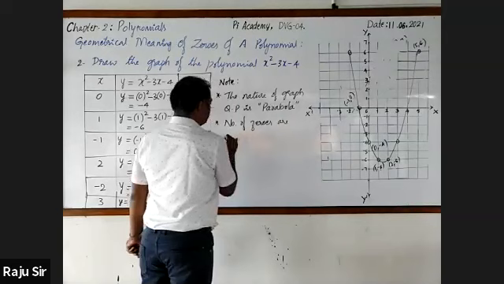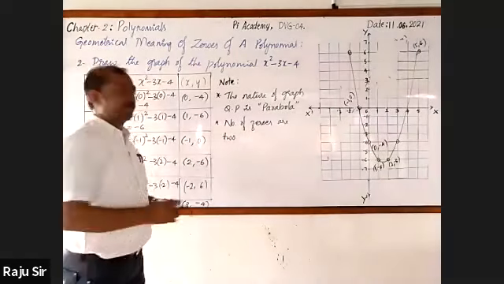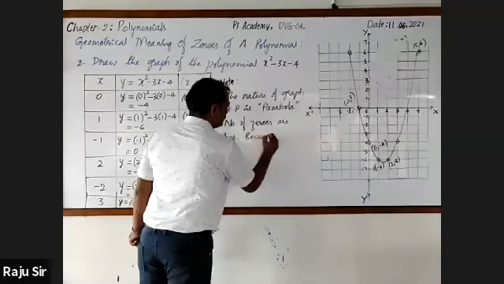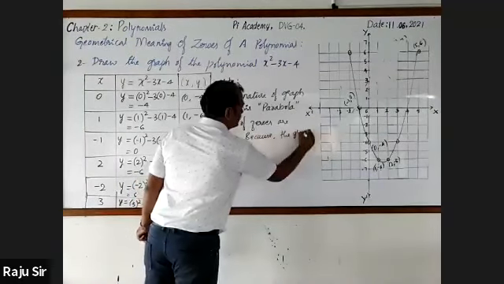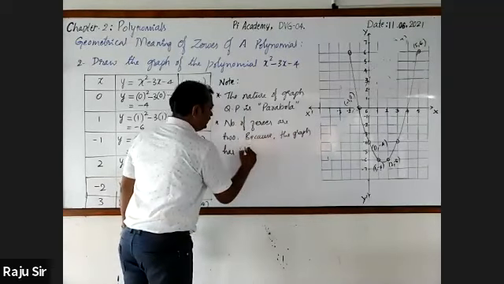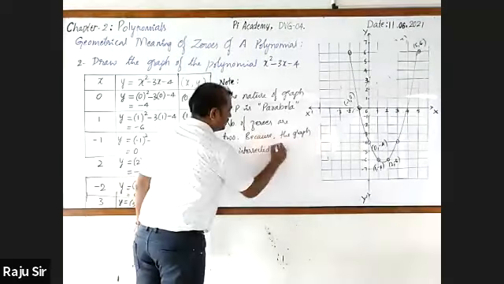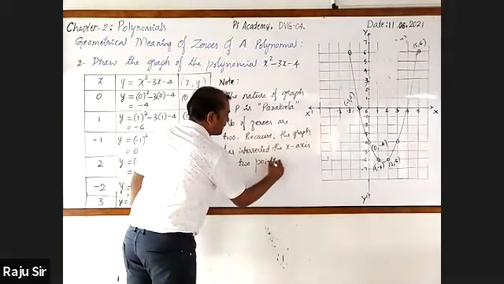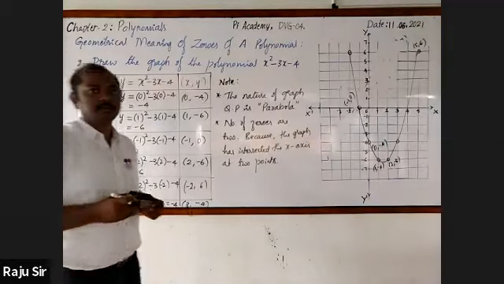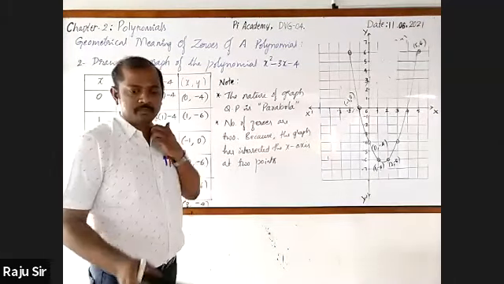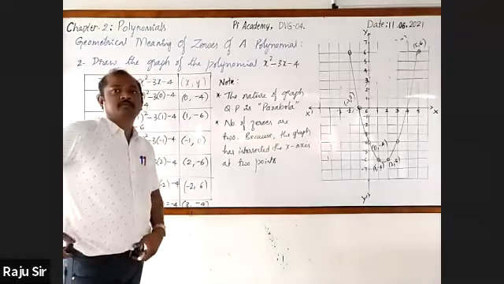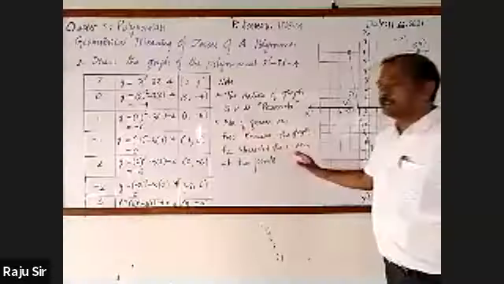Number of zeros are 2, because the graph has intersected the x-axis at 2 points. Write it up. Hope that you have written both the points.